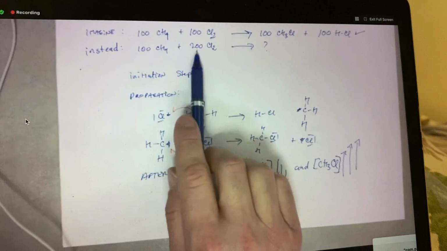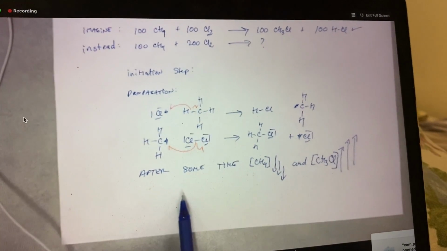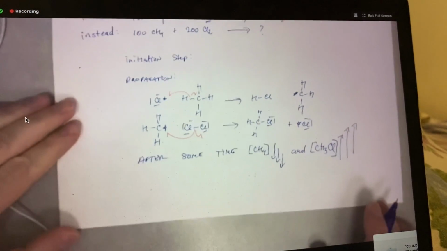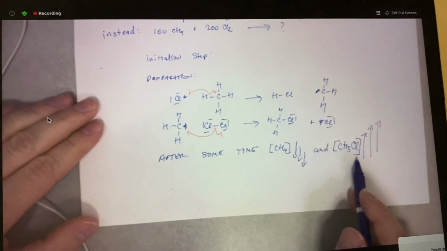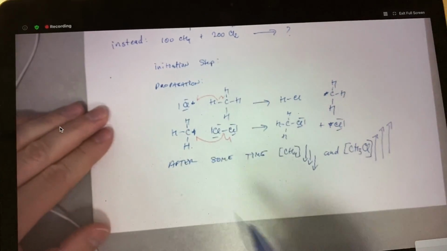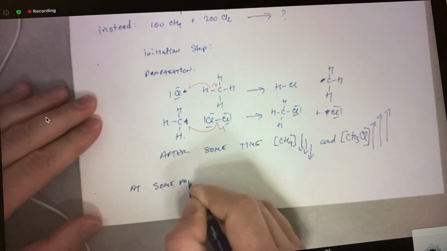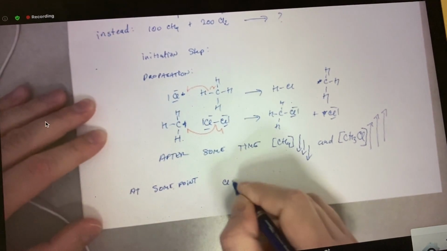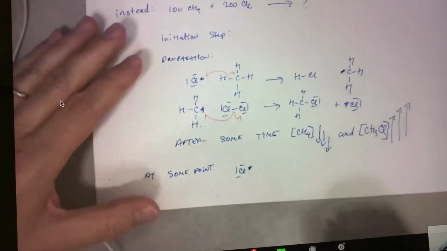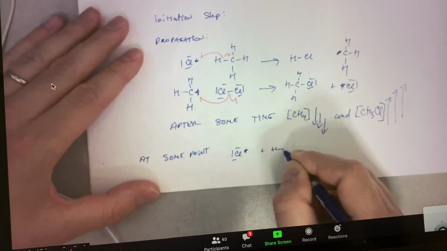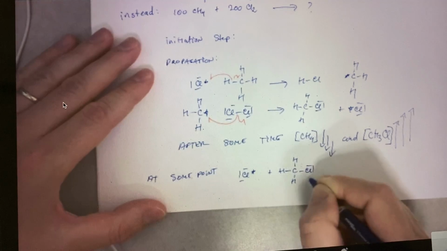And imagine if we pumped a little more chlorine into the reaction. So, after some time, we start running out of methane. And we start making more and more of this, and we have lots of chlorine floating around. At some point, chlorine radical is not going to have any methane to find anymore, and instead, it's going to find a molecule of methyl chloride.